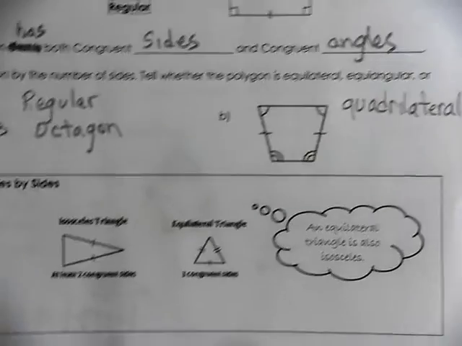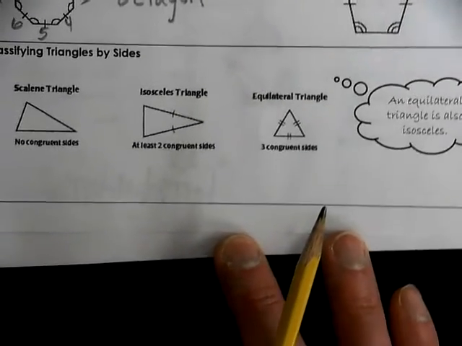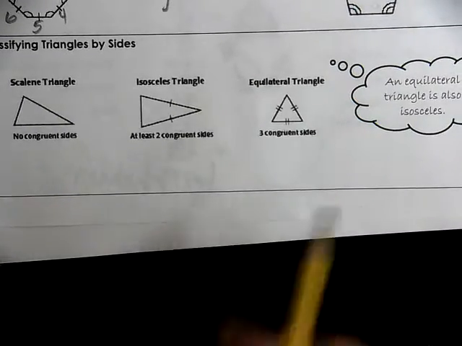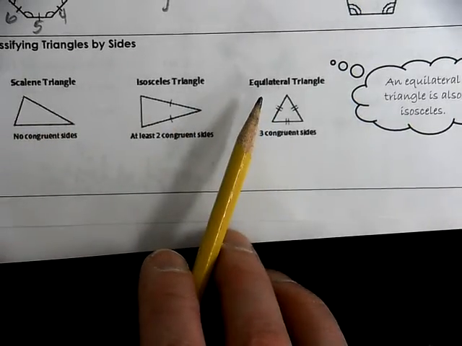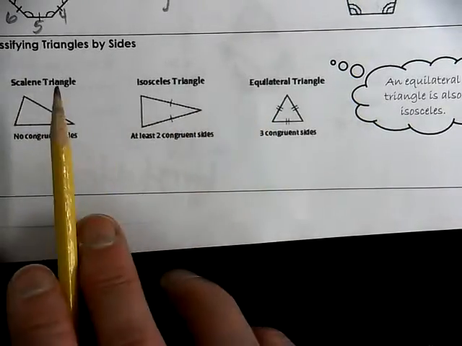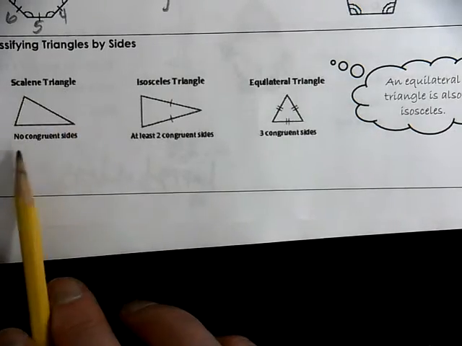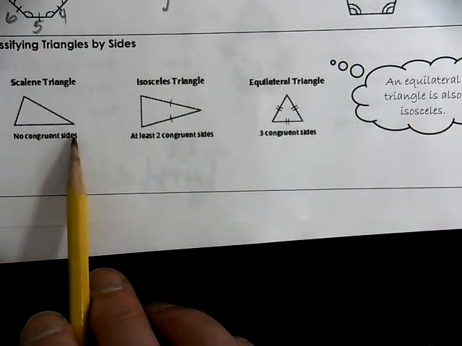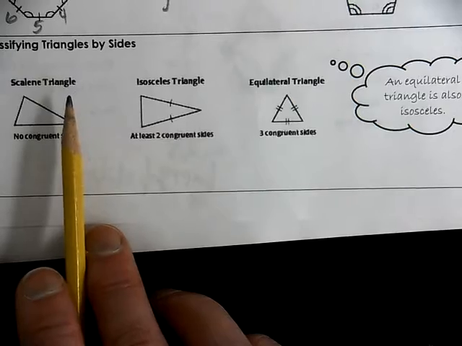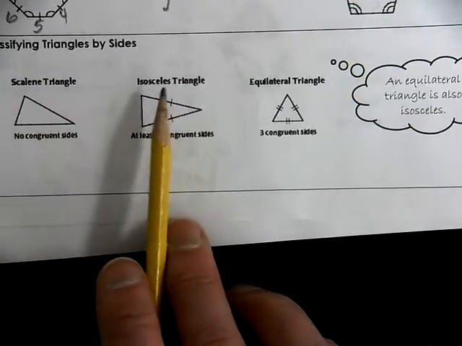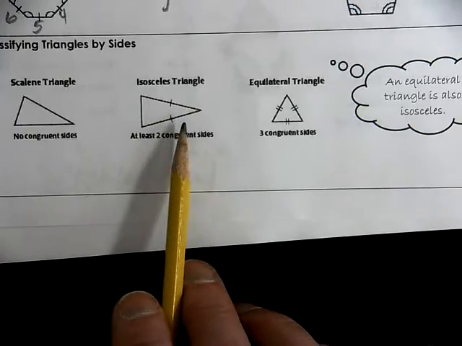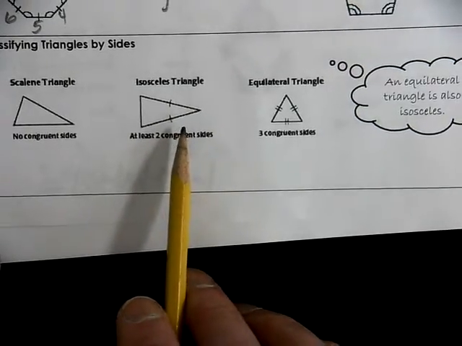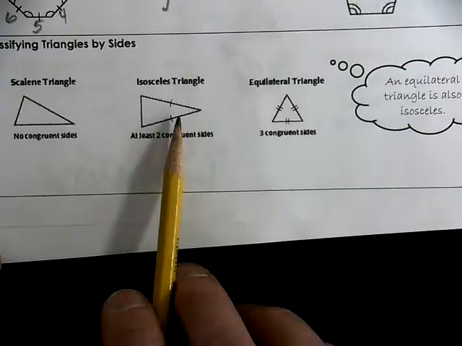Now, triangles are pretty common. We have some special names. You're probably pretty familiar with this. For years, you've heard about a scalene triangle. No congruent sides for scalene triangles. Isosceles triangles have at least two sides the same. We typically just are looking for two sides being the same.